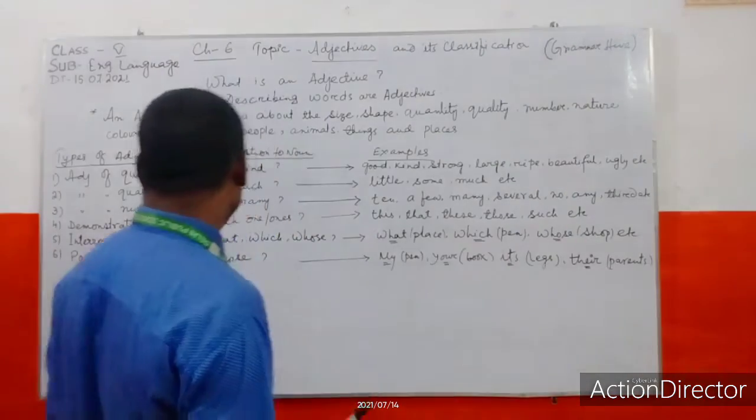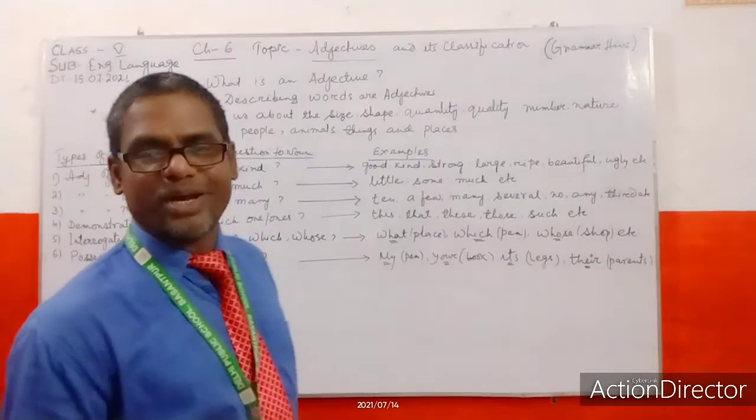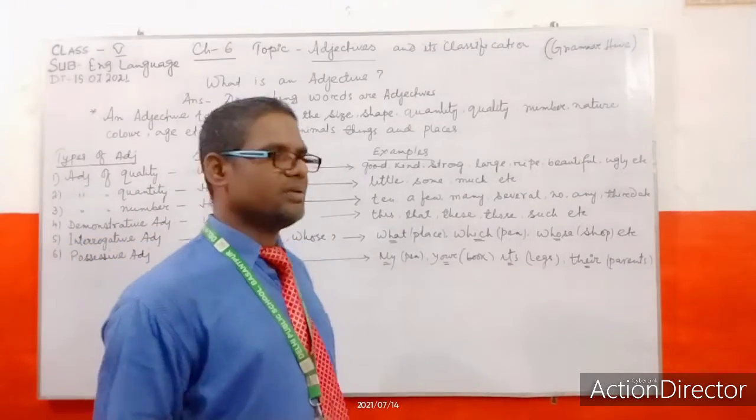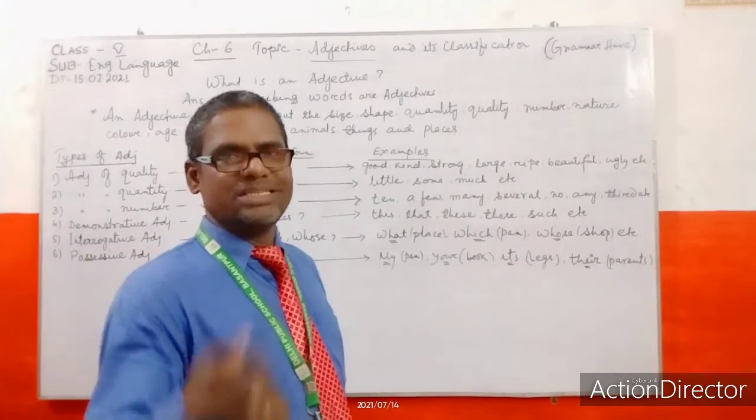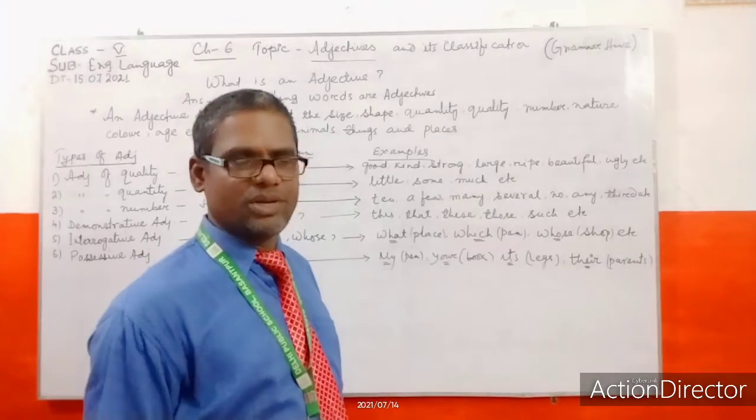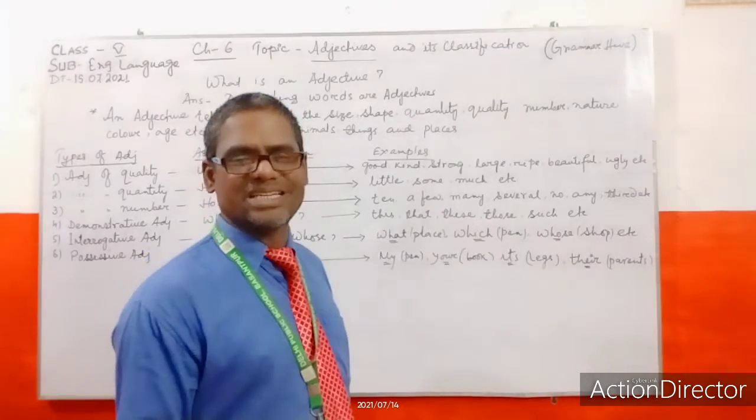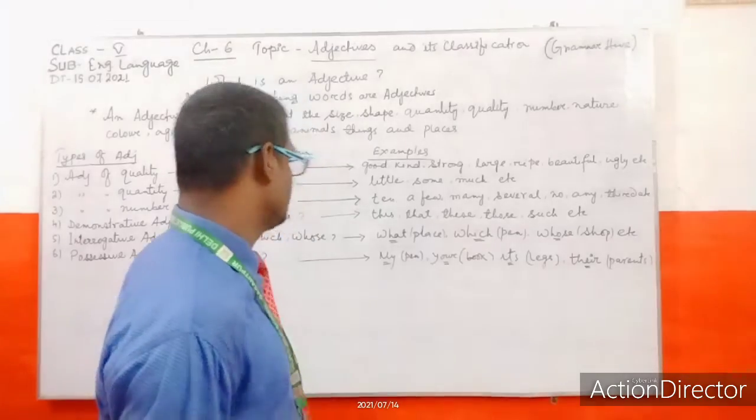So with the demonstrative adjective, we point out a noun. This boy, that girl, these apples, those apples. We just use this adjective to point out something.